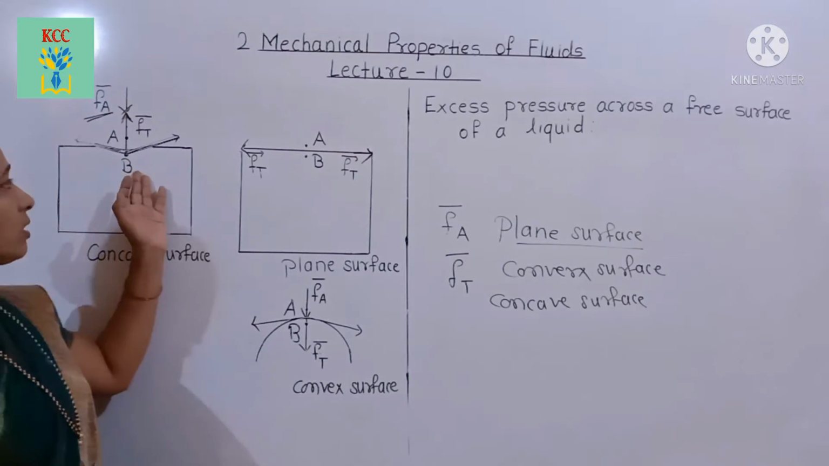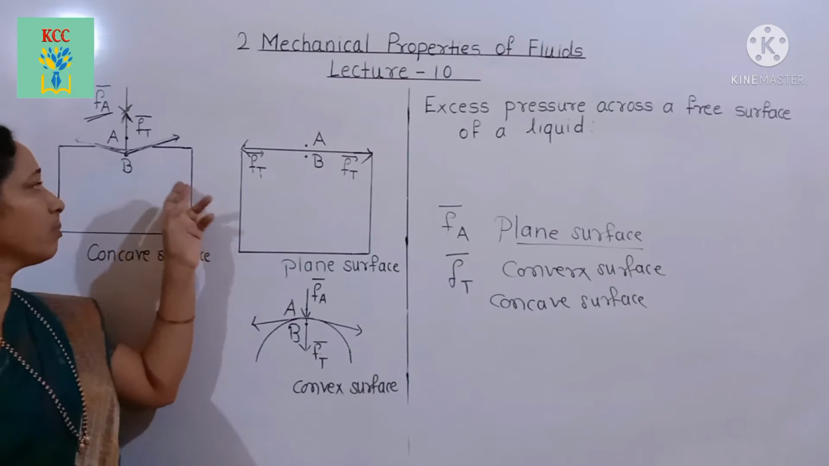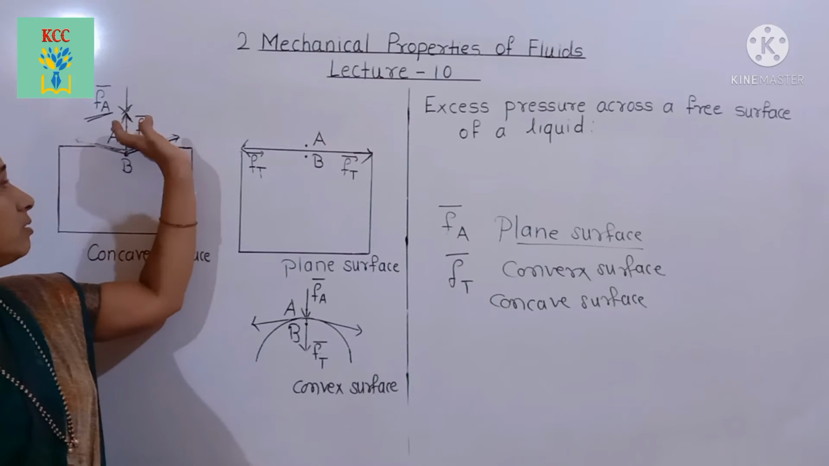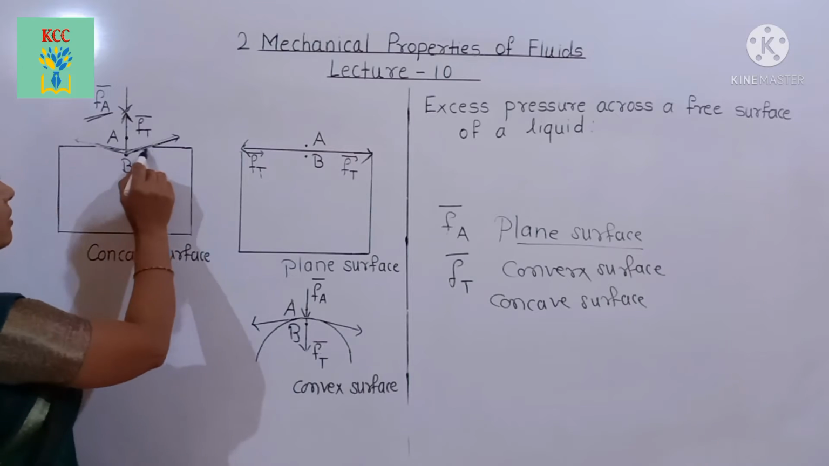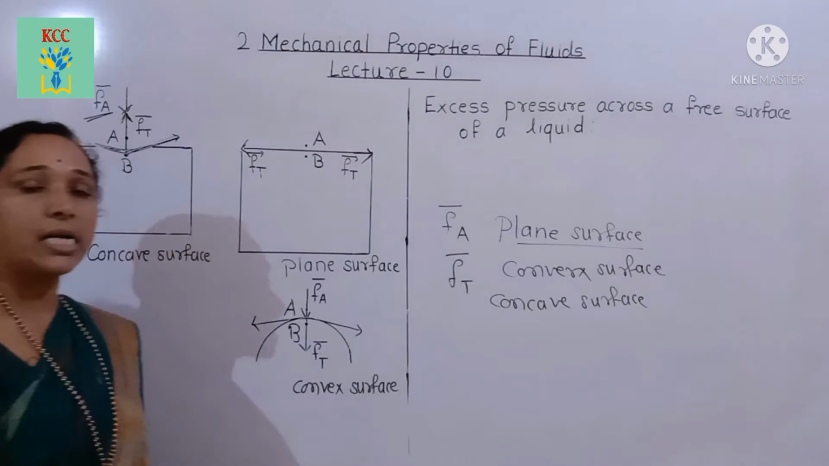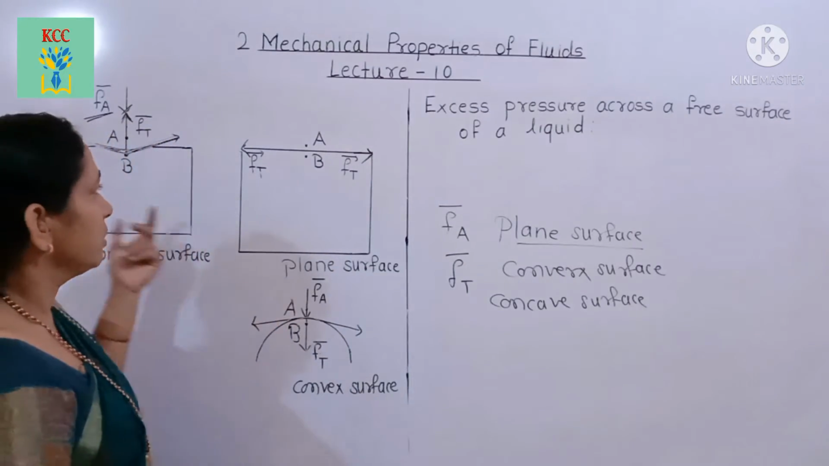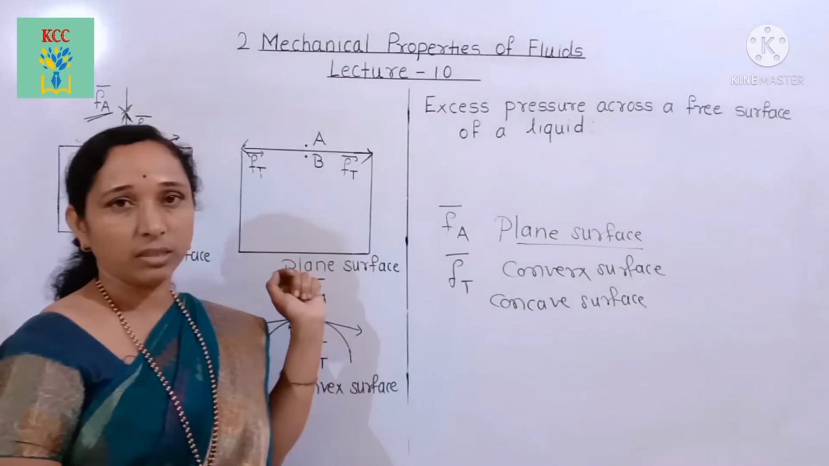Here, therefore, the force at B is less than the force at A. And therefore the pressure at point B is minimum compared to that at point A. That is, at a convex side pressure is minimum and at a concave side pressure is maximum. This is the excess pressure across the surface of a liquid.